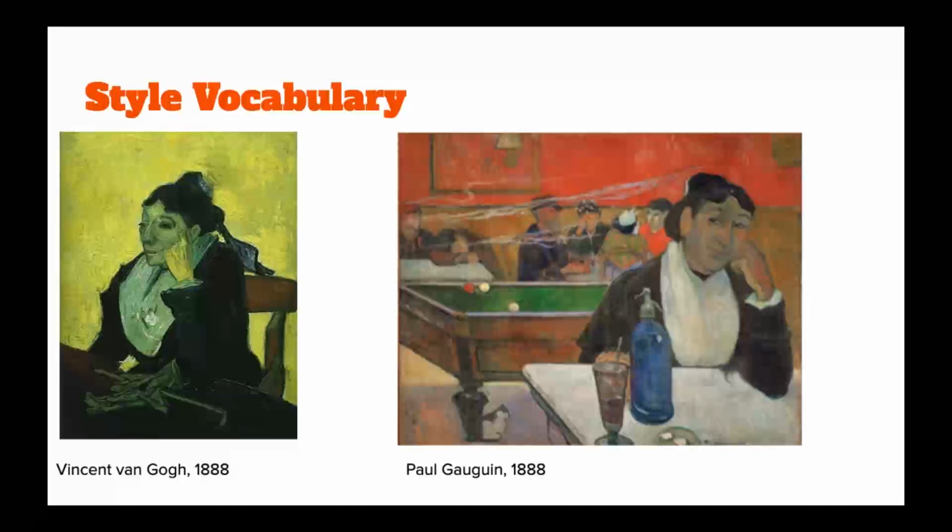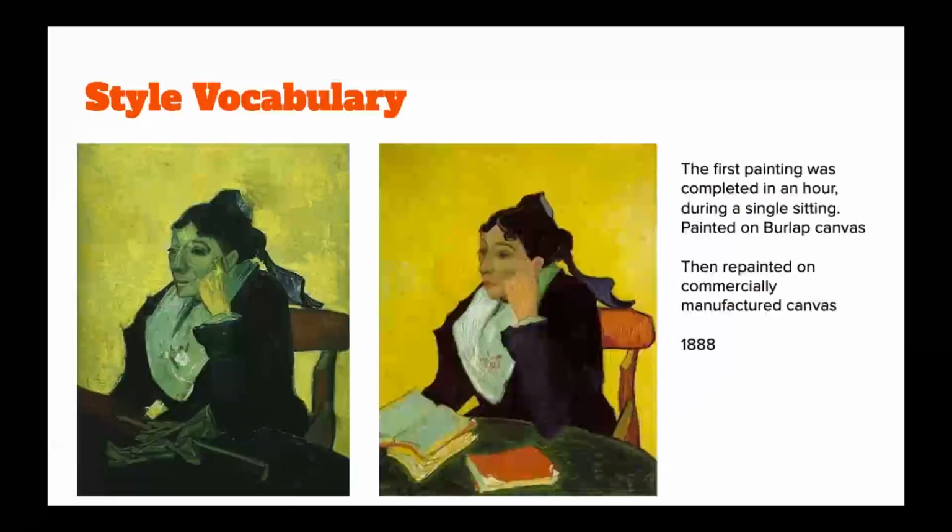Gauguin decided to create the background with a billiard table and other patrons. There's another painting on the wall. There's a cat at the bottom, right? So it seems to tell a little bit more about setting and place. But this is all about the different artists' individual style.